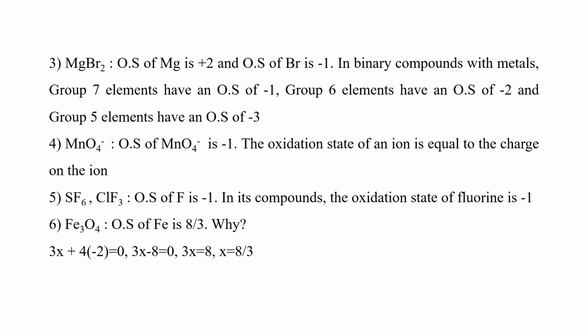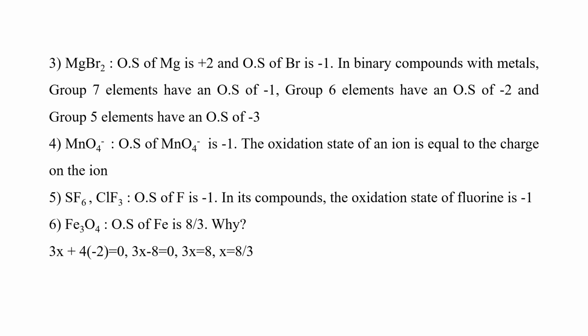that means when group 7 elements are bonded to metals, they have an oxidation state of -1. When group 6 elements are bonded to metals, they have an oxidation state of -2. And when group 5 elements are bonded to metals, they have an oxidation state of -3.